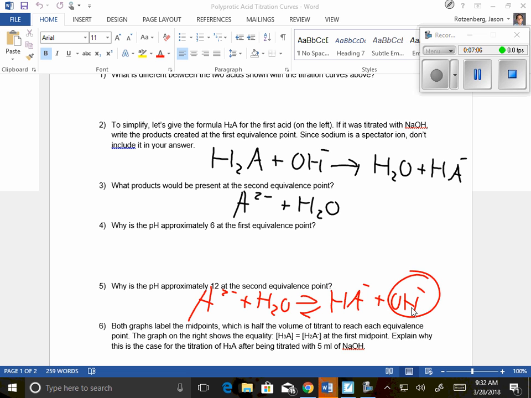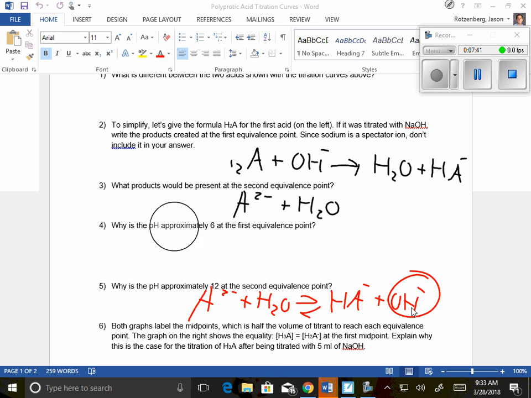Finally, on this side, number 6 says both graphs label the midpoints, which is half the volume of the titrant to reach each equivalence point. The graph on the right, so we're looking at the other graph right now, shows an equality of H3A equals H2A minus at the first midpoint. Explain why this is the case for a titration of H3A after adding 5 mL of OH.